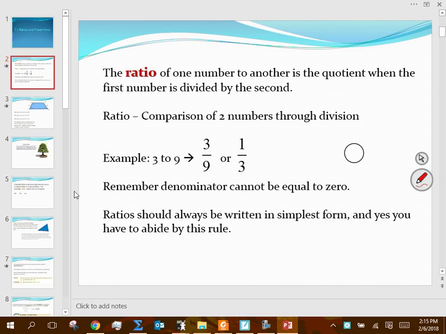Okay? I got two definitions up there. I don't like the first one. It's kind of too wordy. It says the ratio of one number to another is the quotient when the first number is divided by the second. We always talk about how definitions should be concise, and I think that one's not very concise. If you look at the second one, that's the one that I would write down: the comparison of two numbers through division. That's a ratio.